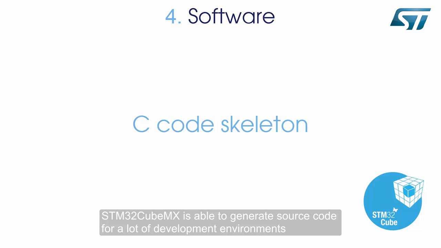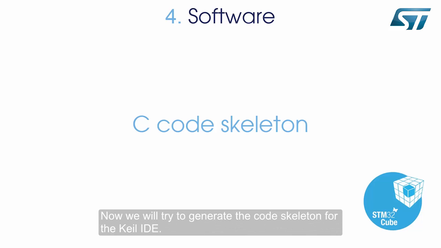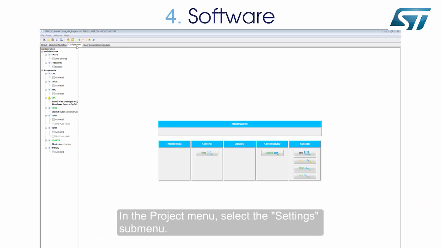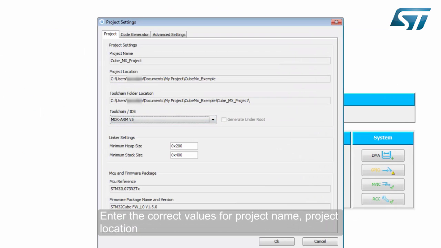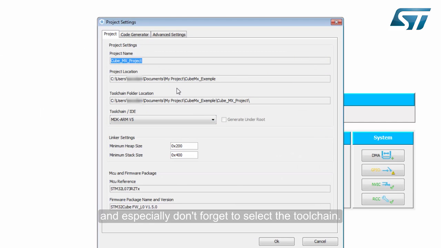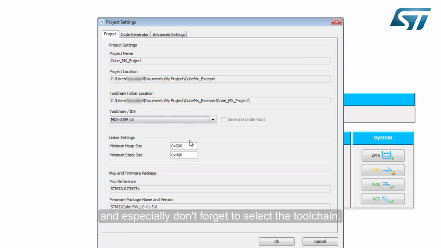STM32CubeMX is able to generate source code for a lot of development environments and IDEs such as ARM Keil and IAR EWARM, for example. Now we will try to generate the code skeleton for the Keil IDE. In the Project menu, select the Settings submenu. Enter the correct values for project name, project location, and especially don't forget to select the toolchain.